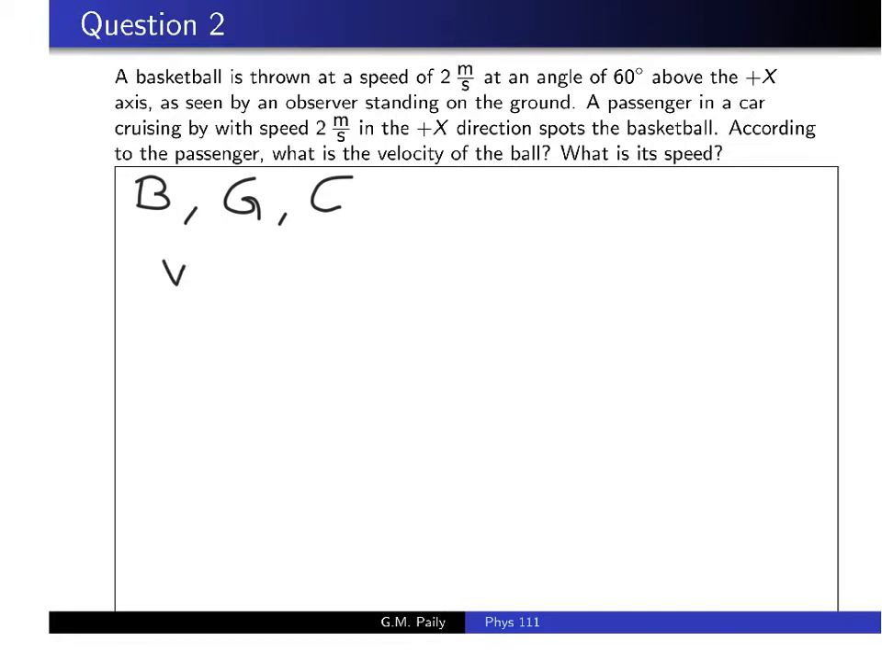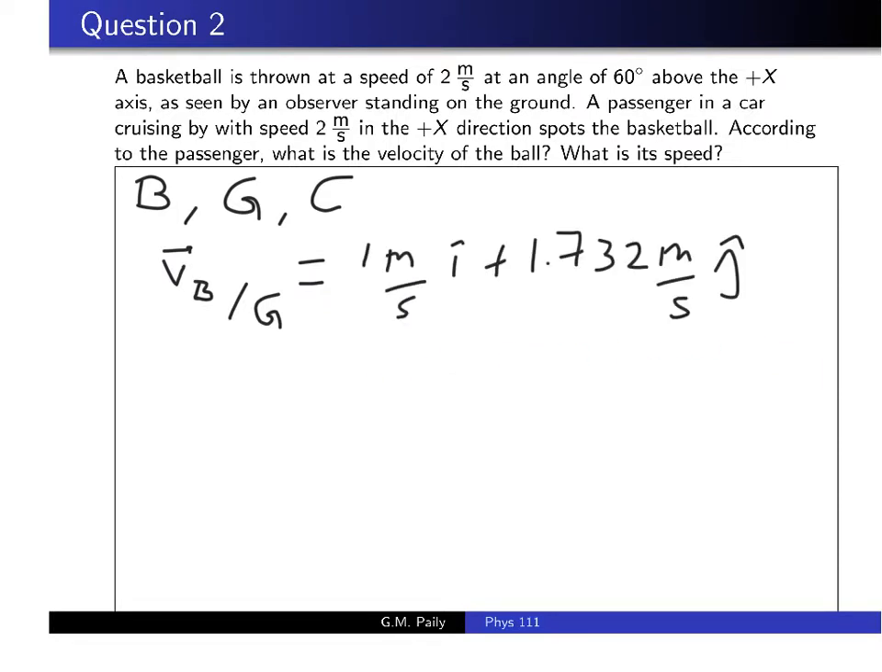Splitting up the speed of 2 meters per second into its x and y components, we see that the velocity of the ball with respect to the ground is given by this expression, where we have simply taken the x and y components of the velocity. We get 1 meter per second from 2 meters per second times cosine 60 degrees, and this from 2 meters per second times sine of 60 degrees.